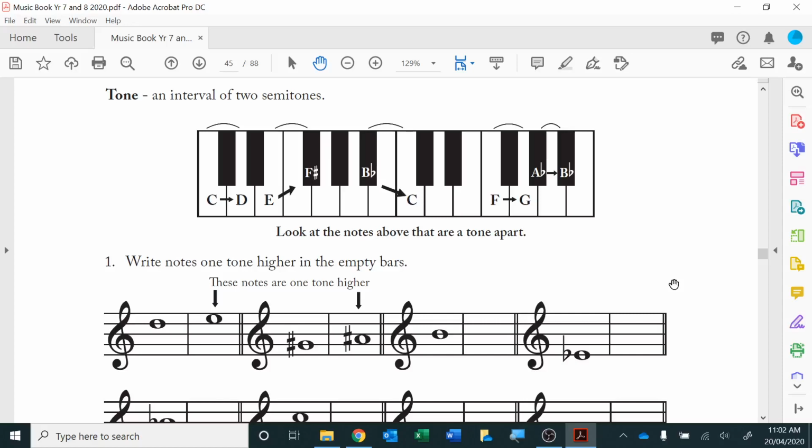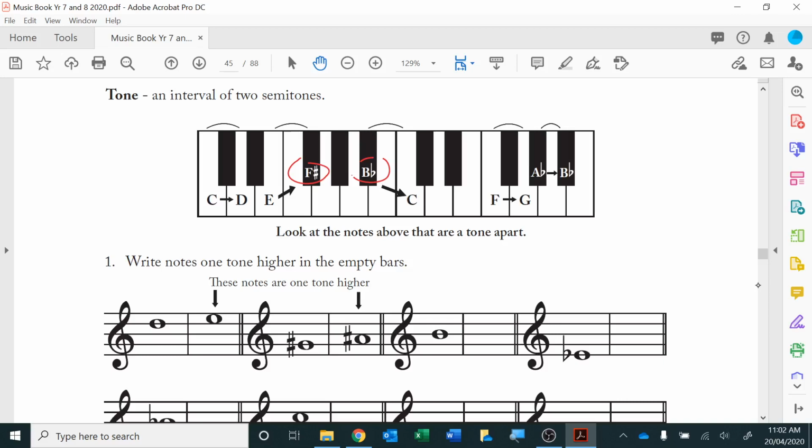This is page 45 of the Year 8 theory book. So we just did semitones, and also we learnt about sharps, the sharp sign and the flat sign. Sharp raises a note by a semitone. Another way you can go is E to F for E sharp, and then a flat lowers a note, so from B to B flat.